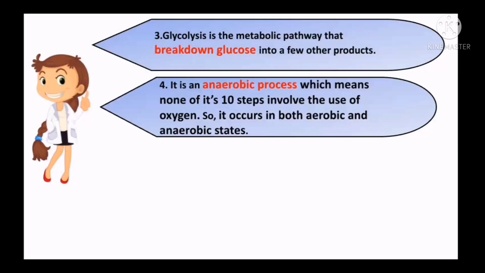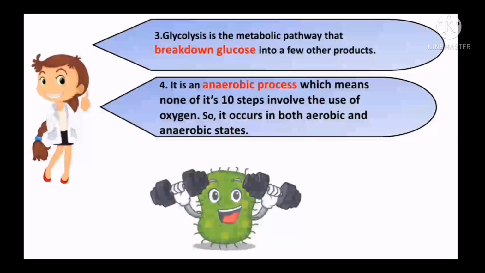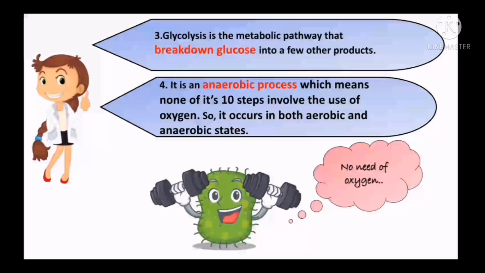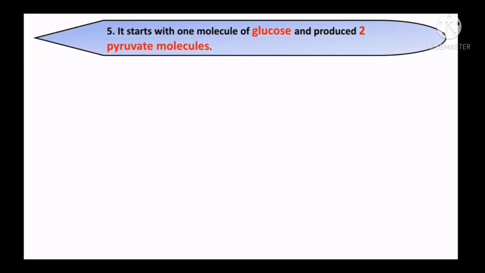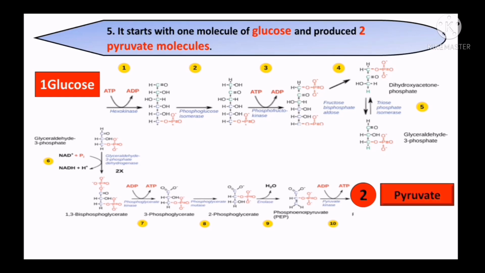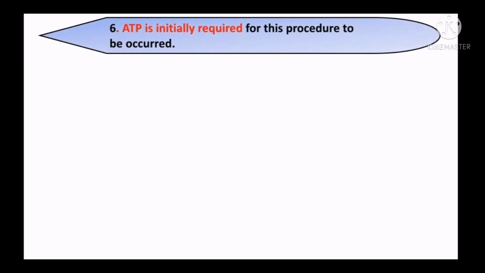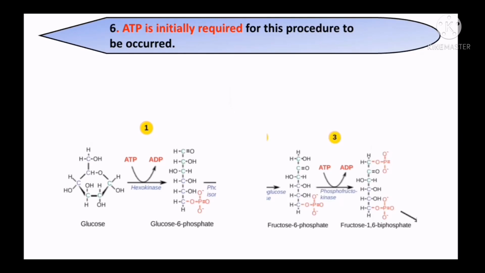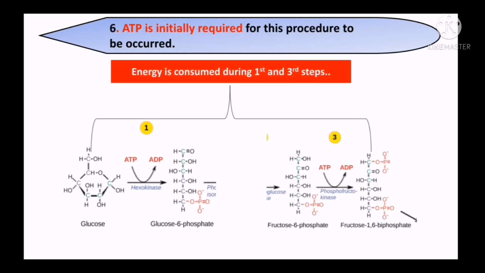Our fourth fact is, it is an anaerobic process, which means none of its 10 steps involve the use of oxygen. So, it occurs in both aerobic and anaerobic states. The next fact is, as you can see, it starts with one molecule of glucose and produces two pyruvate molecules at the end. Next, ATP is initially required for this procedure to occur. It means energy is consumed during the first and third steps.